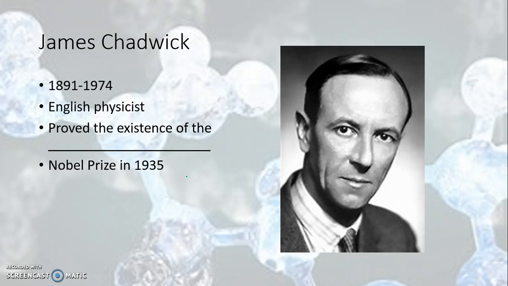Well, James Chadwick was an English physicist who was also working with Ernest Rutherford and J.J. Thomson. They all kind of worked together and worked with each other and knew of each other. And James Chadwick proved the existence of the neutron. Okay, and he won a Nobel Prize in 1935 in physics for his work with this.